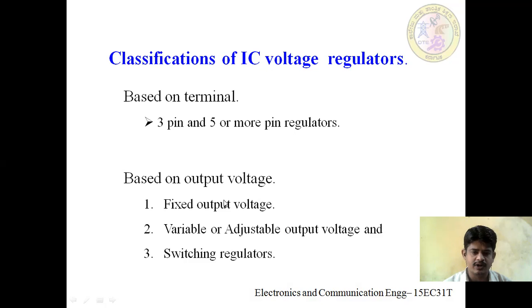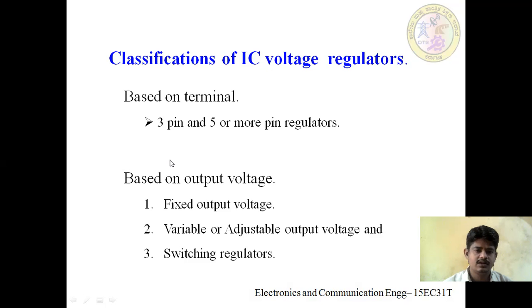So in the voltage regulator, the output voltage is very important, so this classification has more importance. In this kind of classification, we have three types. One is a fixed output voltage regulator, the second one is a variable or adjustable output voltage regulator, and the third one is switching regulators. These are the three types of IC voltage regulators available. So these are the classification of IC voltage regulator.